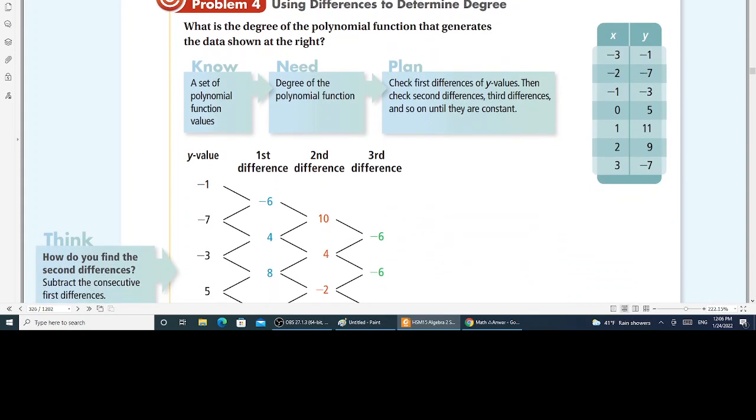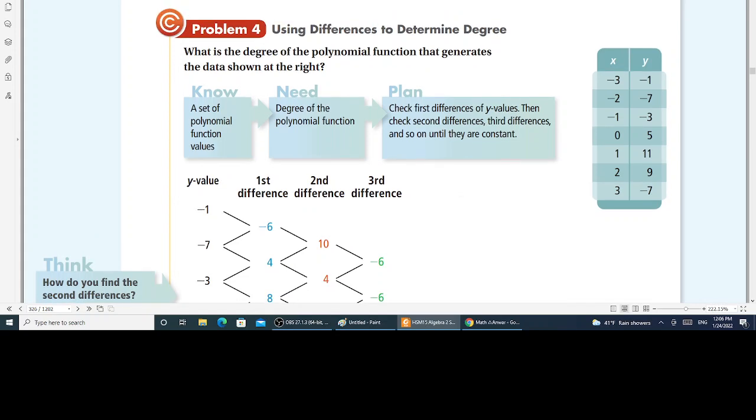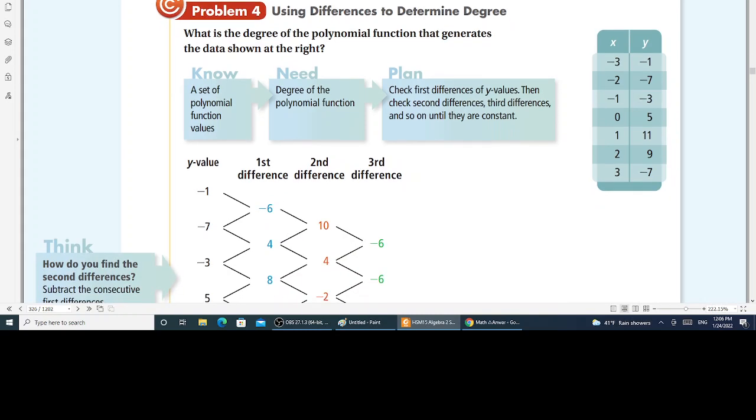Now using differences to determine degree. Okay, what's the degree of the polynomial function that generates the data shown at the right? Look here. X: negative 3, negative 2, negative 1, 0, 1, 2, 3, and y: negative 1, negative 7, negative 3, 5, 11, 9, negative 7. Now we know a set of polynomial function values, and we need the degree of the polynomial function. How can I do that?